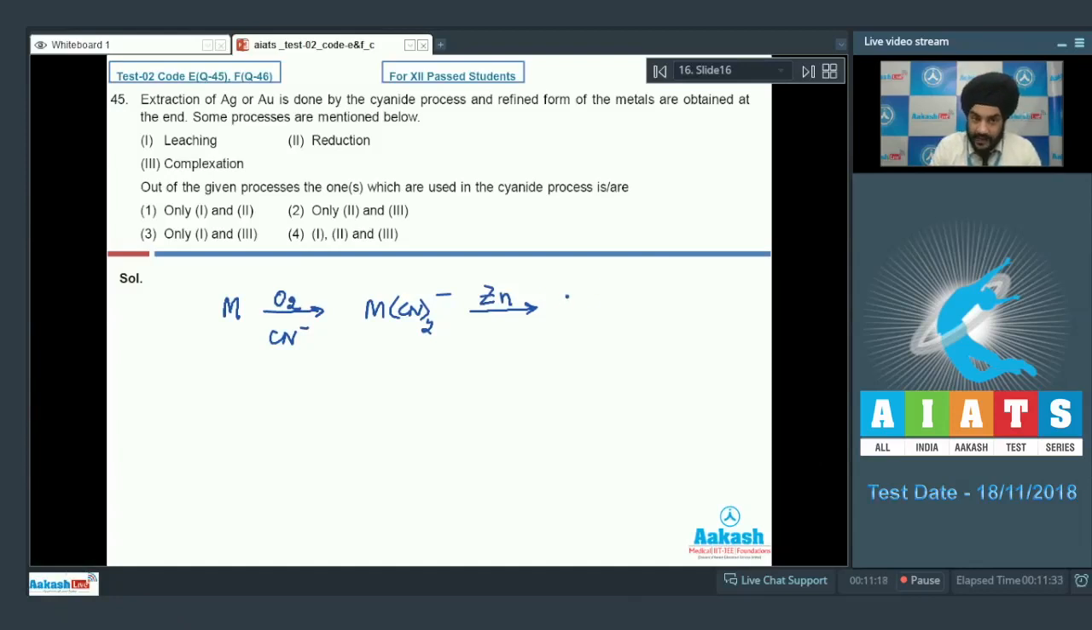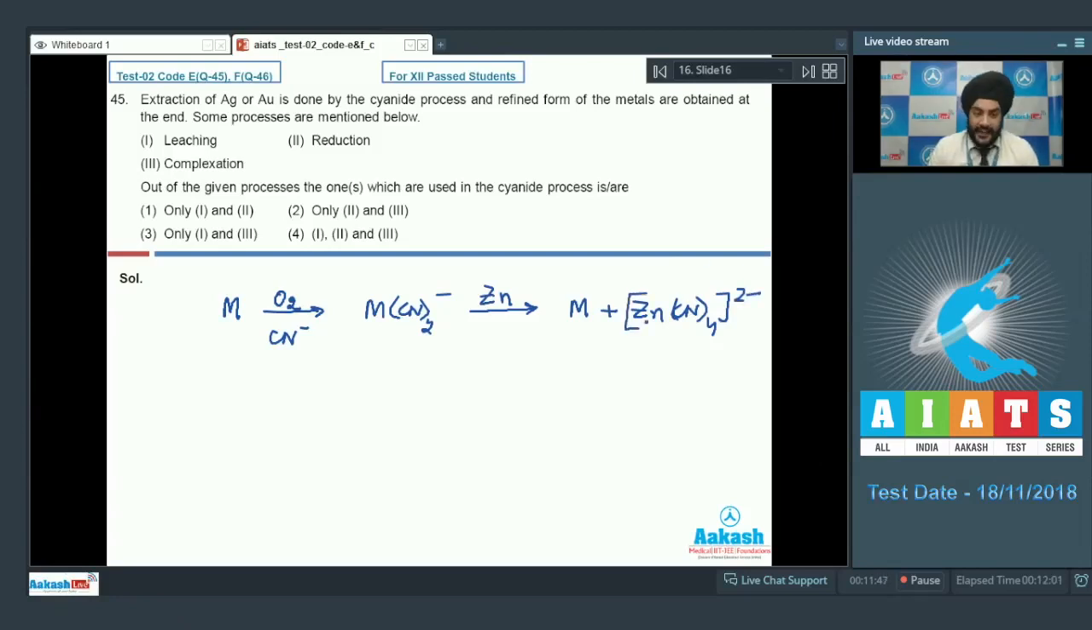Zinc is more reactive than either Ag or Au, and it reduces the Ag+ or Au+ ions into metallic Ag or Au, and itself gets oxidized into Zn2+ ions, and it forms a complex with the cyanide ions present. So it forms [Zn(CN)4]2-.